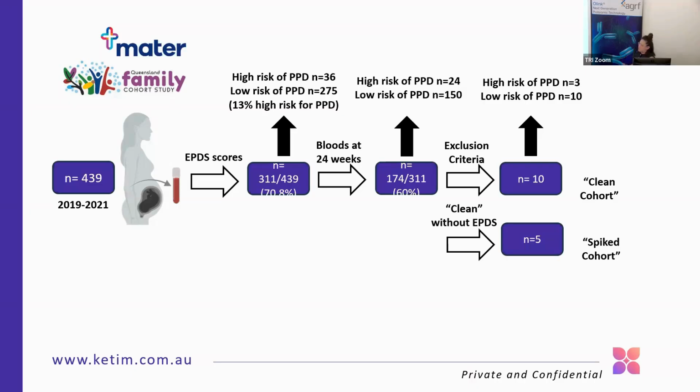And so we called it the spike cohort. We wanted to see if we spiked our analysis with these participants, could we actually see from their signature if anything's happening without actually knowing what the EPDS score was.